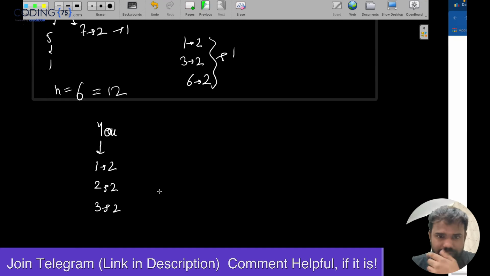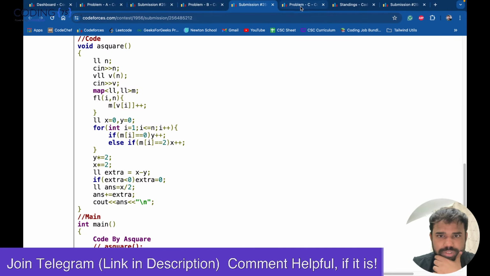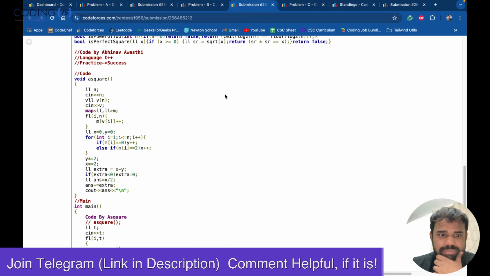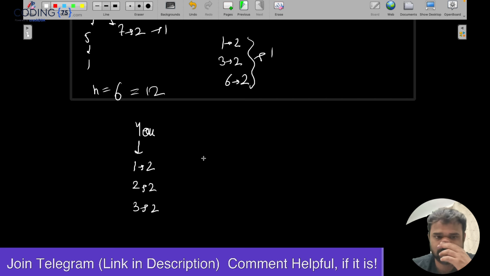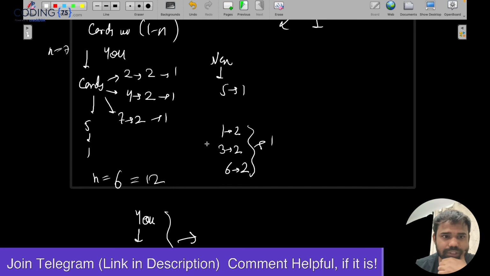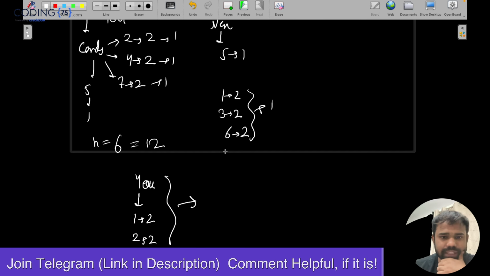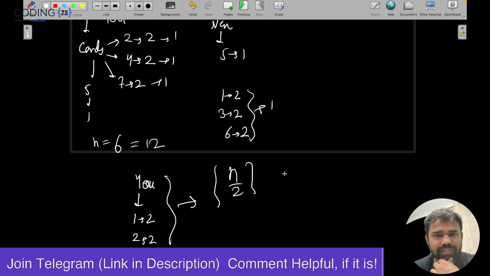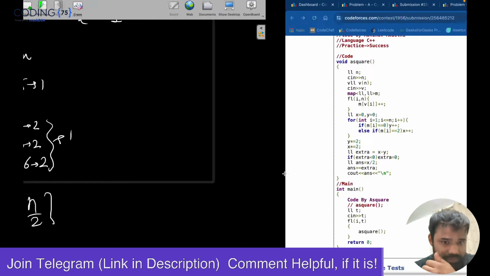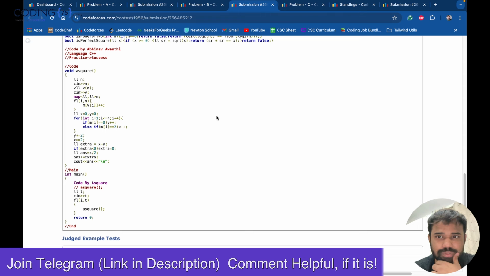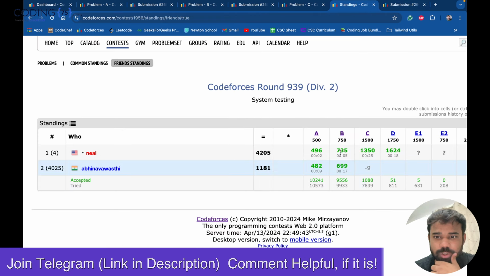Okay, wait. What is happening to me? In this case too, isn't the output of this problem just N by 2? Isn't it just N by 2? Wait, this shouldn't happen.